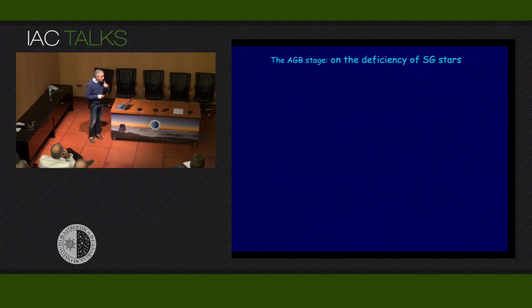I wish to conclude with just one topic that we studied a few months ago in collaboration with Dr. Matteo Monelli, that is the apparent anomaly in the distribution of second-generation stars along the asymptotic giant branch, the progeny of horizontal branch stars, in a globular cluster.